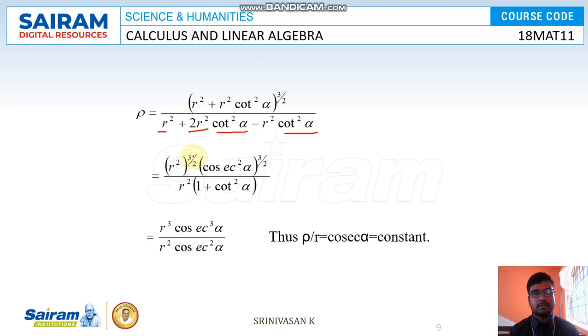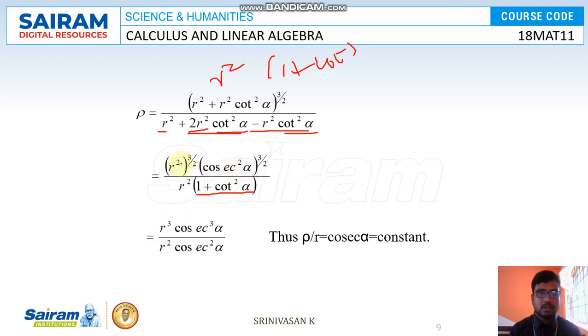So this is (r²)^(3/2) times (1 + cot² α), taking r² outside. That is 1 + cot² α, which is cosec² α. So (cosec² α)^(3/2) divided by, in the denominator, r² into (1 + cot² α). So 2 times and 1 time, so 2 minus 1 gives 1. So r² + r² cot² α, taking r² outside, we get r² into (1 + cot² α). What is 1 + cot² α? Already I told, that is cosec² α.